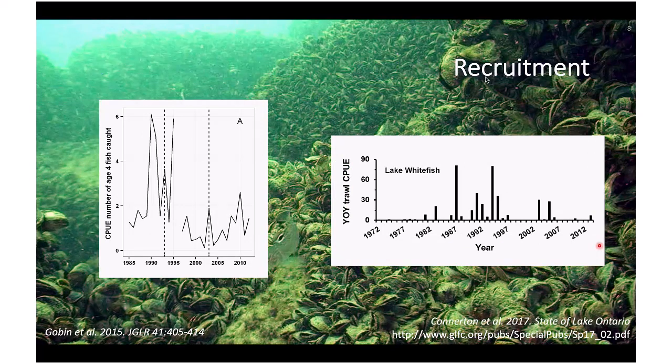So with this, we also saw declines in recruitment, the number of new fish that are added to these populations each year. In Lake Huron on the left, we have the catch per unit effort of age 4 whitefish. So the number of age 4 whitefish that are caught when we account for how much effort we're putting in to catch them, and how this changed over time, again, relative to the invasion of the dry synods. And earlier in this time series, while it's highly variable, we do see higher numbers of age 4 fish compared to later in this time series after dry synods became established.